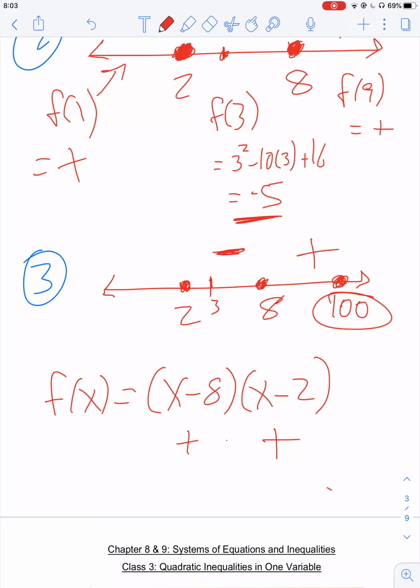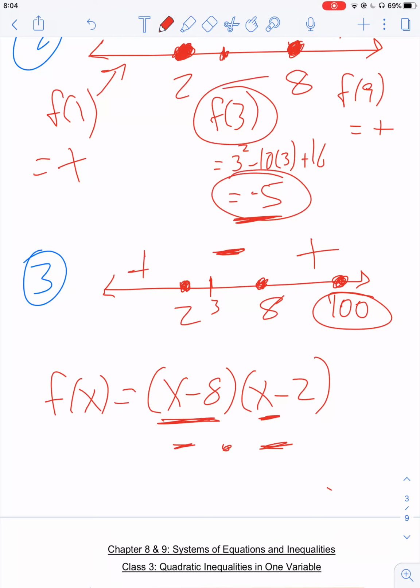Same thing over here. Pick a number that is less than 2. In this case, you could pick 0. If I plug 0 into my first bracket, I get a negative number, and if I plug in 0 in the second bracket, I get another negative number. Don't worry about the value. Negative times negative also makes this positive. So in this case, you're not finding the value, like what you did over here. You're not finding f of 3 or f of 0. You're just interested in the sign.